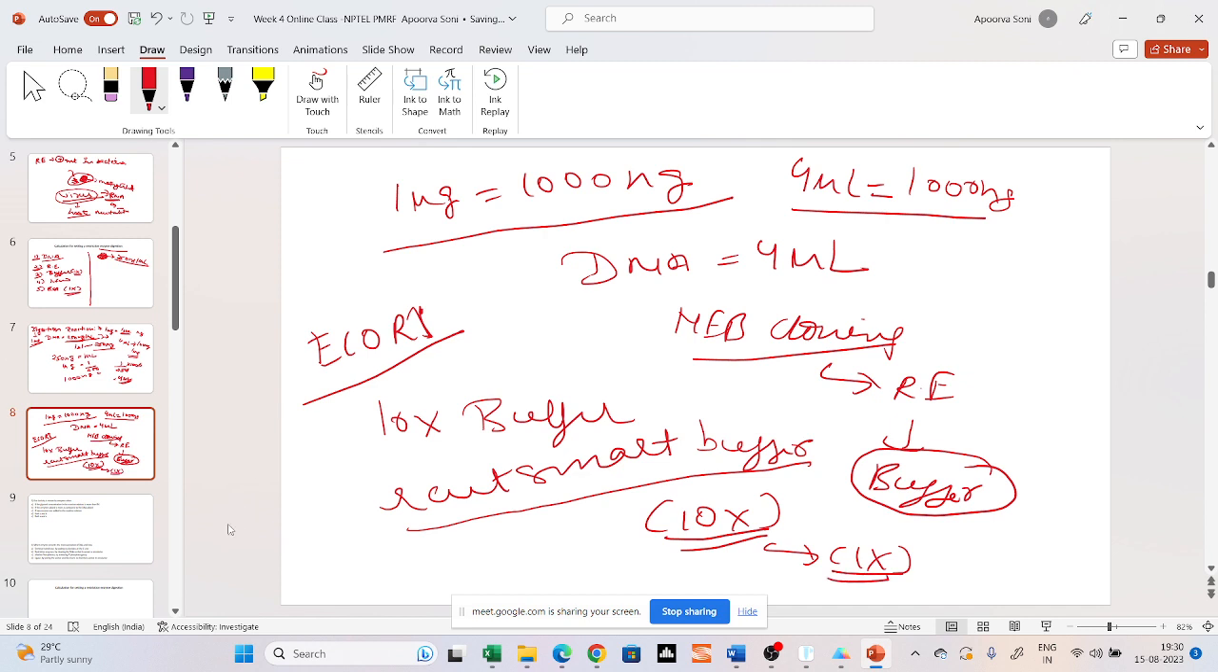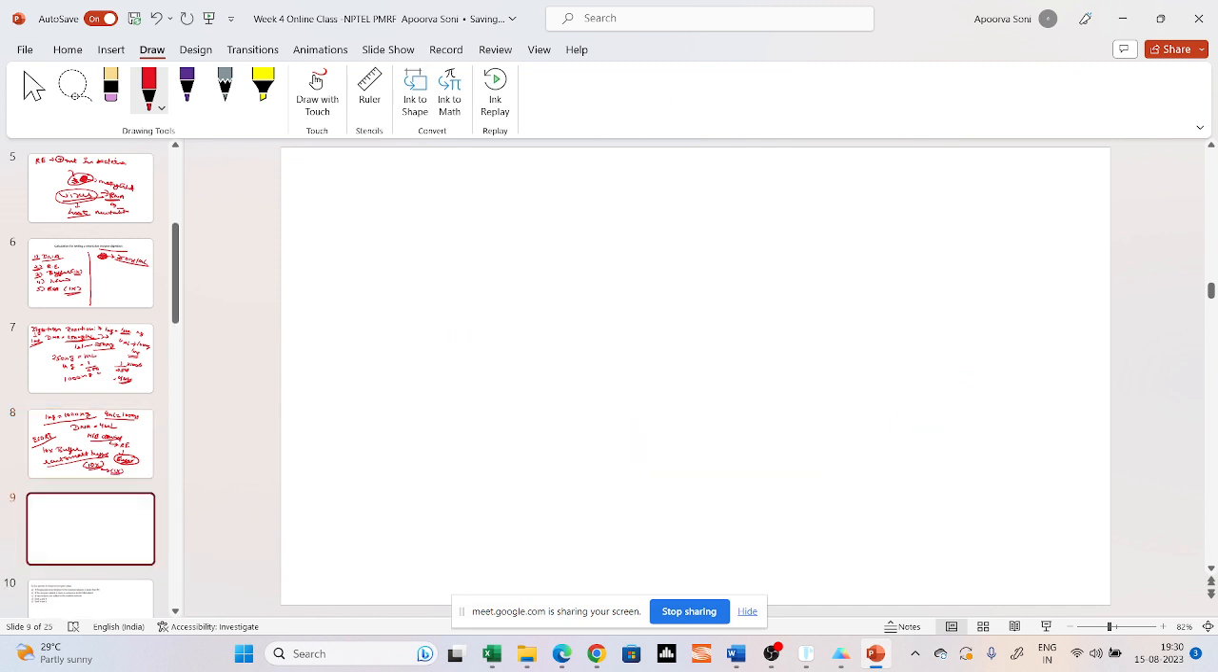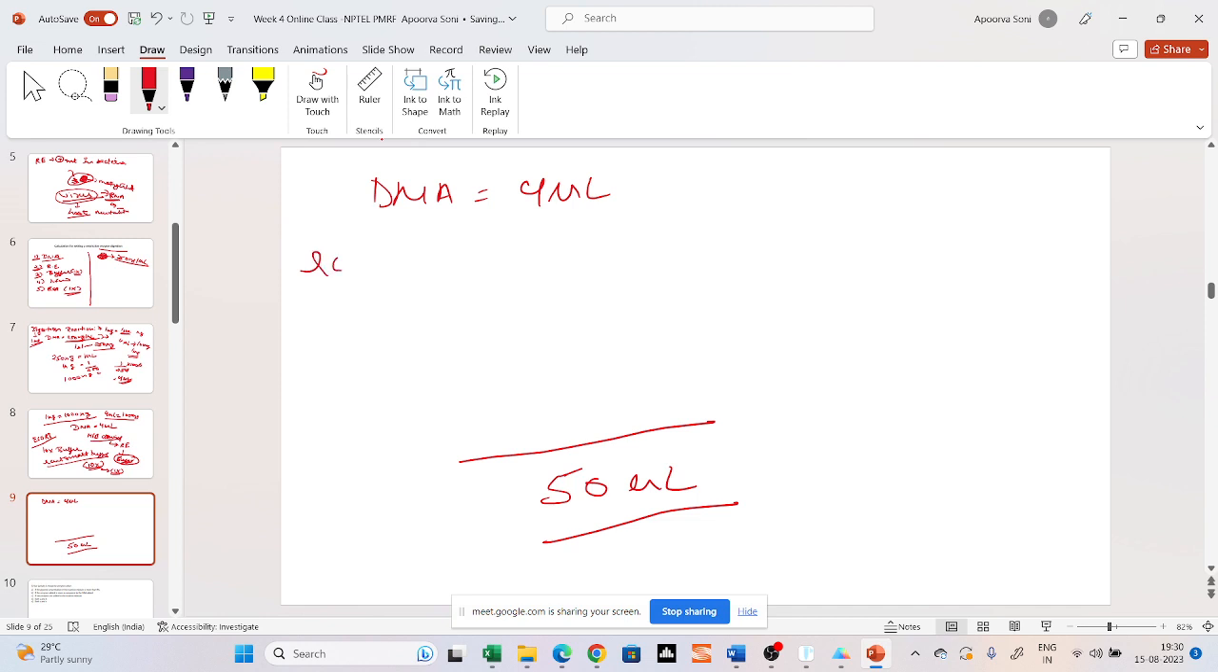Fine. So what we will do is that our DNA is 4 microliters, and I want to set up a reaction of 50 microliters, suppose. My buffer is R cut smart buffer, which comes as 10x, and I have to use it as 1x. So how much will I use? 5 microliters. So 1x of 50 is 5. Is it clear or not?